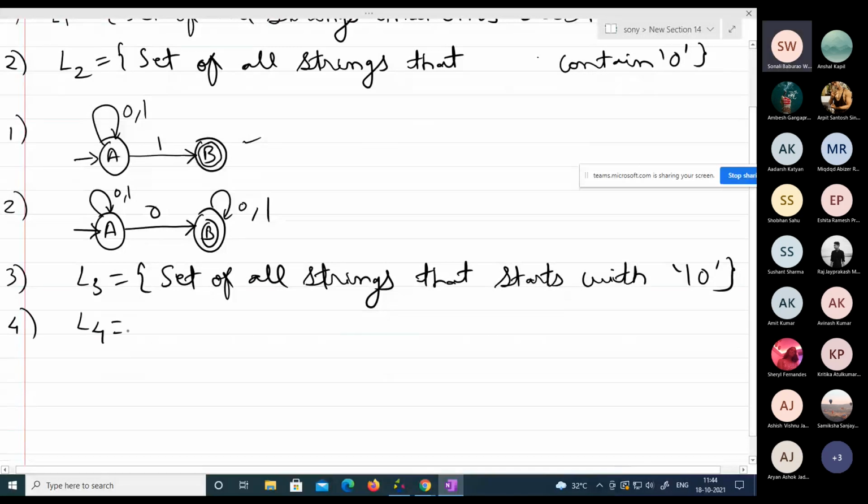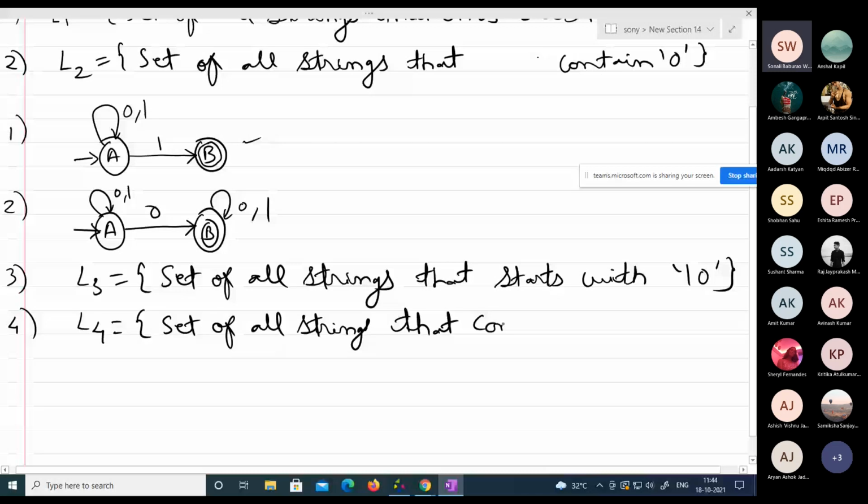Similarly, your fourth question is L4 is equal to set of all strings that contain 0, 1. One more question I'll give you. L5 is equal to set of all strings. So guys, just have a look here.